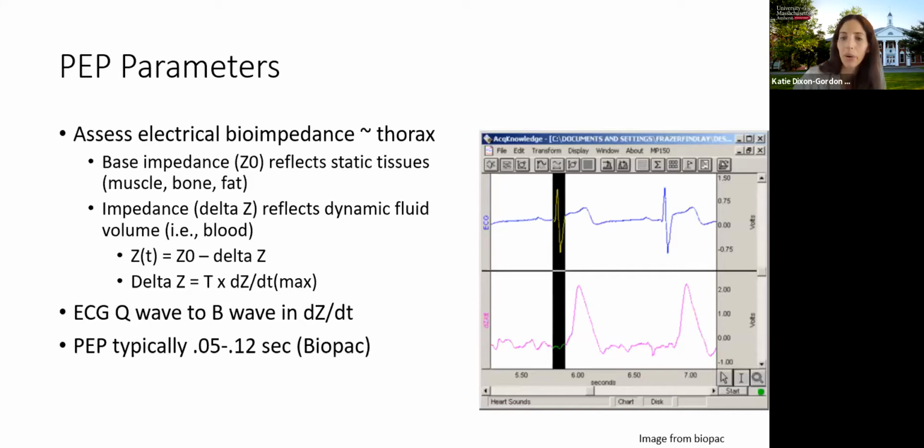I'm not going to go much into detail except to say I don't totally understand how impedance is directly measured. I used to have to do this by hand and measure the distance between the change in the B wave on the ECG waveform and essentially where you would expect that fluid volume to shift in the heart when we're talking about that blood flow. And that's really what we're measuring. Base impedance is reflecting static tissues, muscle, bone, resistance to electrical input. And then we have that dynamic fluid volume, and that's the one we're interested in. So we end up looking at a derivative. And typically that pre-ejection period is someplace between 0.05 and 0.12 seconds.